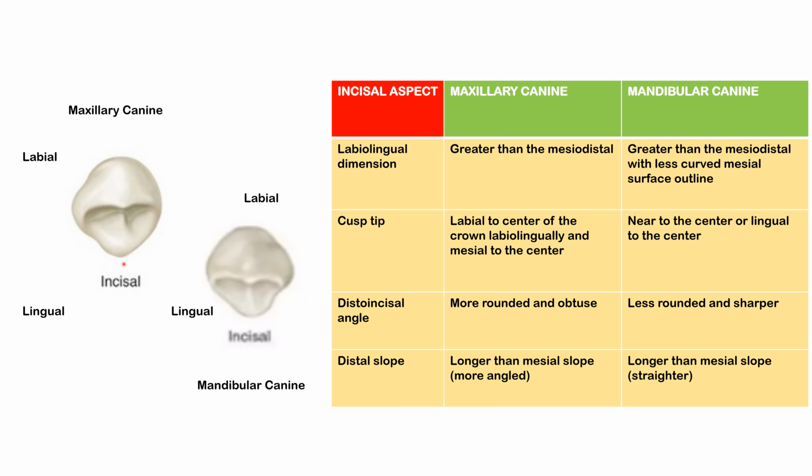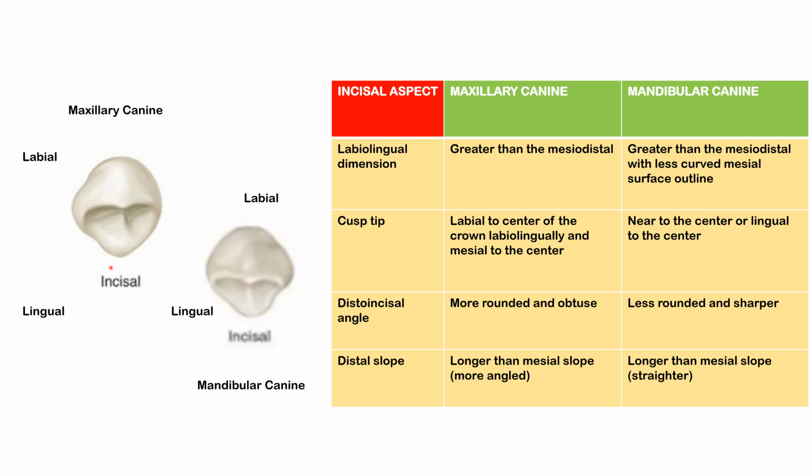Now talking about the last aspect or difference, that is the incisal aspect. In the maxillary canine, the labiolingual dimension is greater than the mesiodistal dimension. Similarly, in the mandibular canine, the mesiodistal dimension is lesser than the labiolingual dimension, with a less curved mesial surface outline. Coming to the cusp tip, in the maxillary canine, the cusp tip is labial to the center of the crown labiolingually and mesial to the center, whereas in the mandibular canine, the cusp tip is near to the center or lingual to the center.